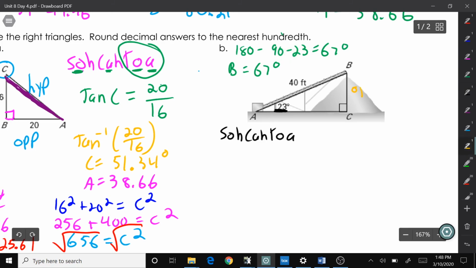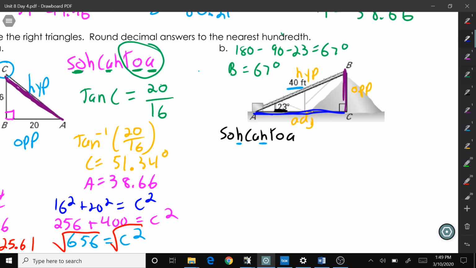And our opposite side is BC, our hypotenuse is BA, and AC is our adjacent. So I know my hypotenuse, so I'm going to underline the H's. Now, it doesn't matter which one you find first. We have the opposite side and the adjacent side. We have to figure out both of them. So let's start with the adjacent one first. So I'm going to underline my A's.